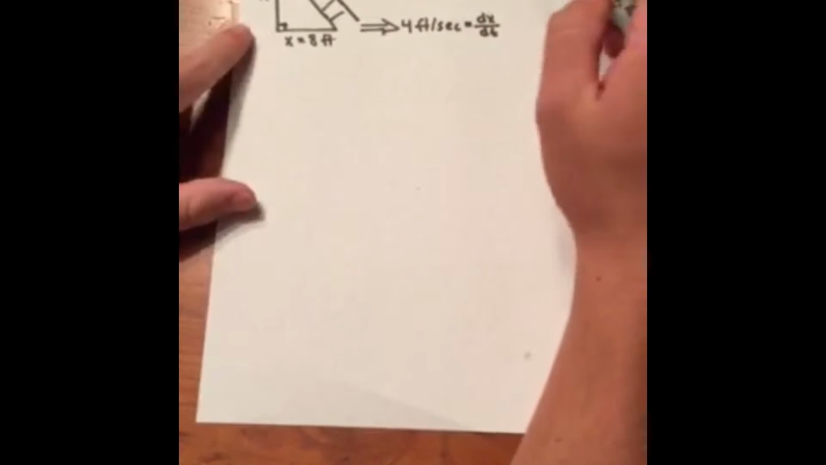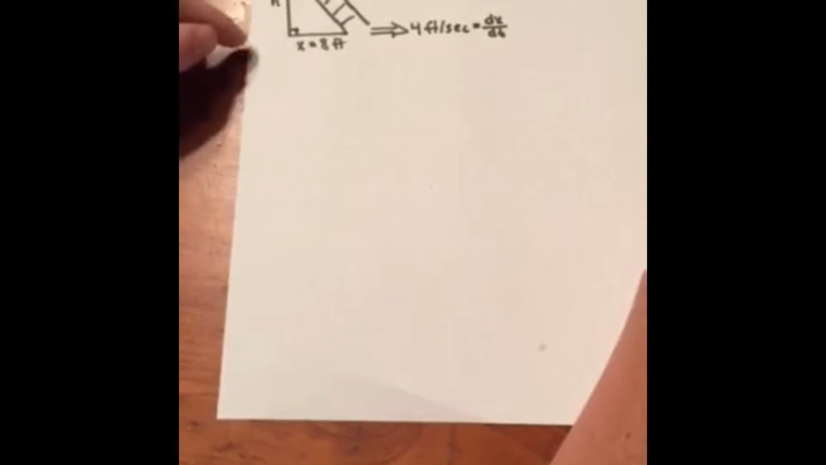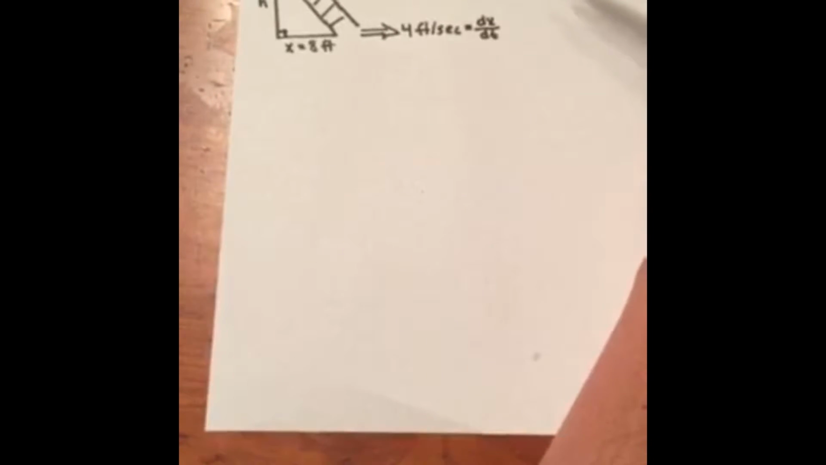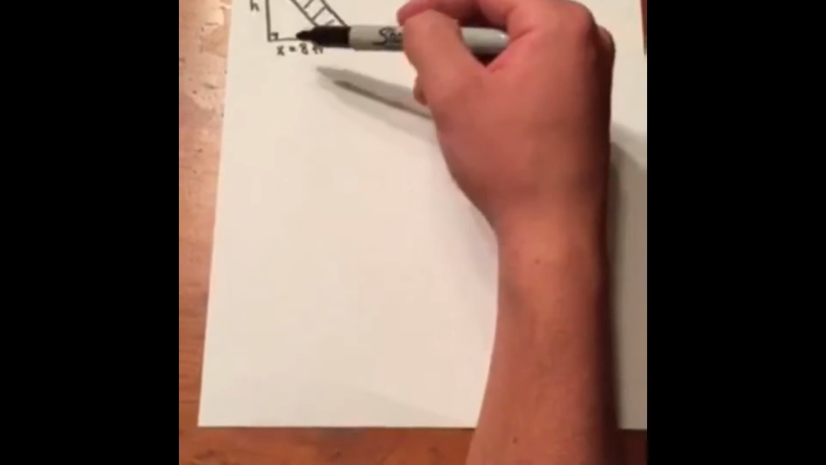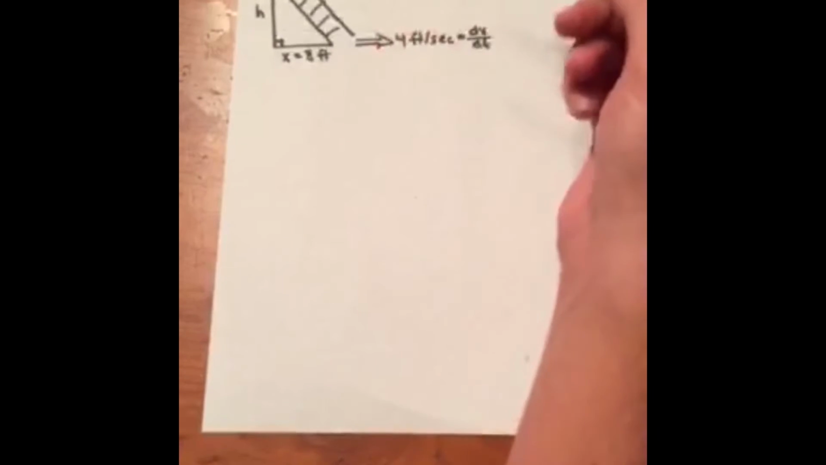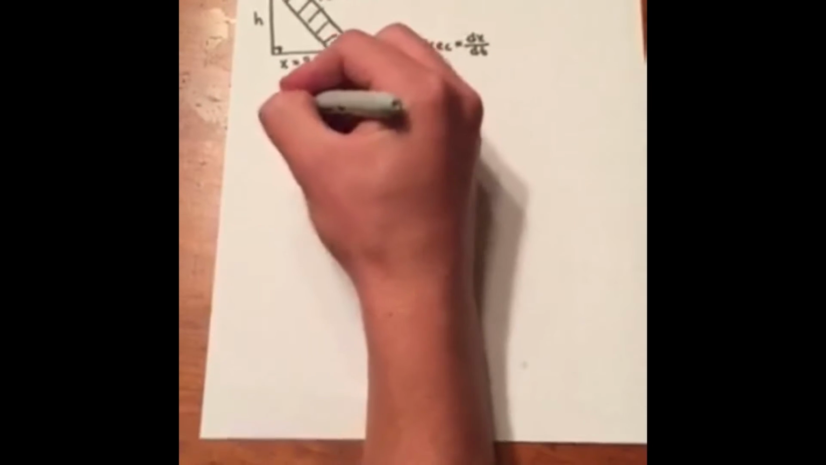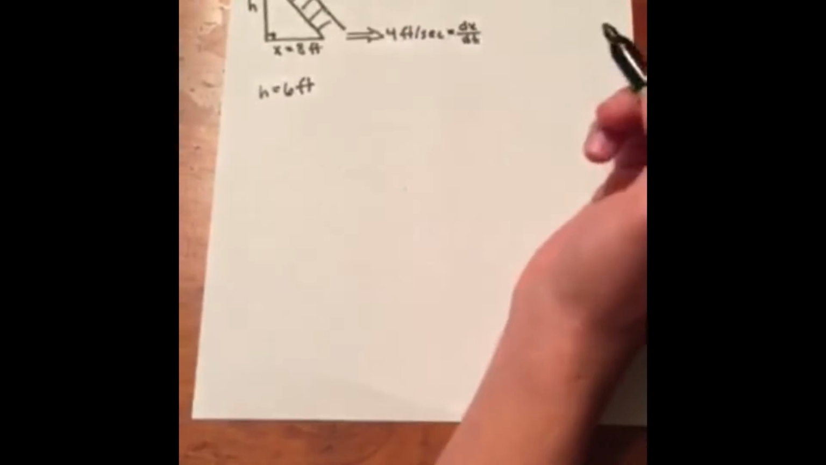What we're trying to figure out, this h is the height the ladder is falling from, so the rate is dh over dt. The first thing we're going to do is figure out what h is, which is just the Pythagorean theorem. We know it's a 3, 4, 5 triangle because 4 goes into 8, 5 goes into 10. So 3 would go into 6. So we know that h is equal to 6 feet, and that's going to help us later.